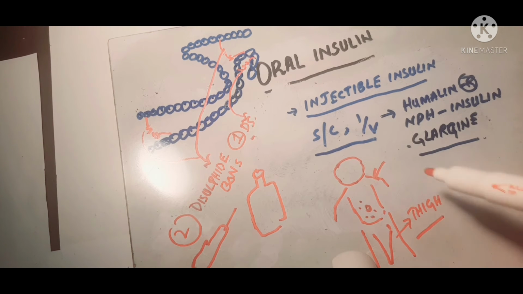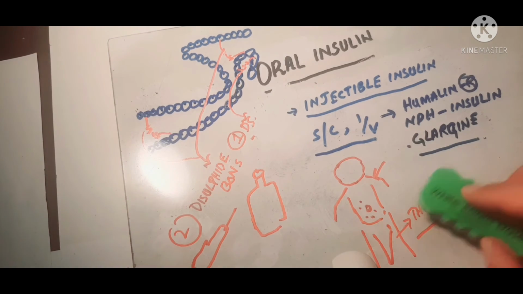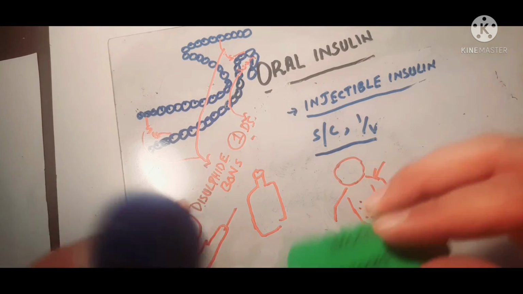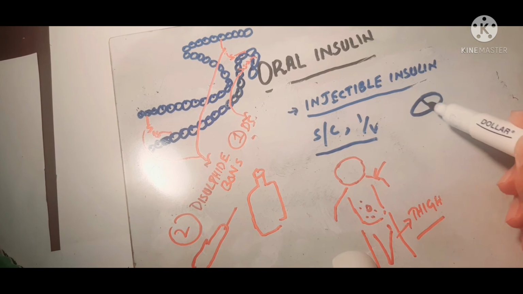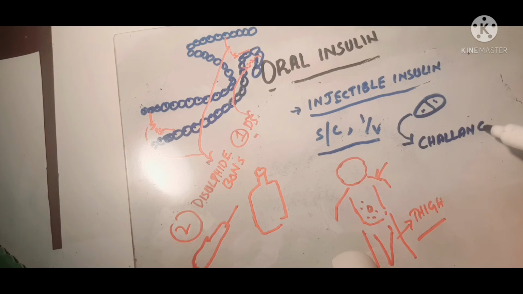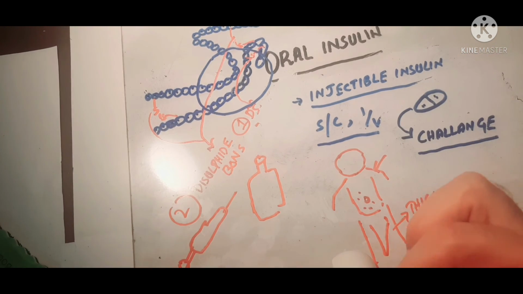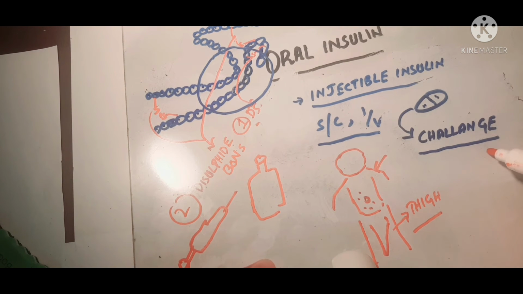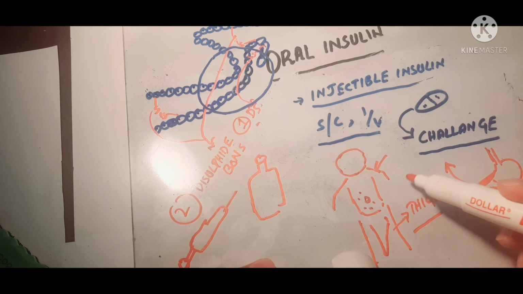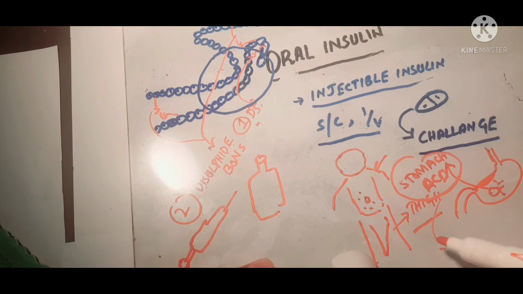Deltoid or the thighs, which has many complications, decreased compliance, and episodes of hypoglycemia. There is research: can we get the insulin in oral form? And what are the challenges? There are many challenges due to which we cannot make the oral insulin. We haven't made it yet. It's not impossible. First challenge is that it is a peptide, and it can be degraded in the stomach by the stomach acids.